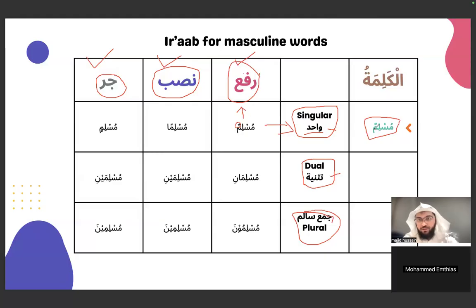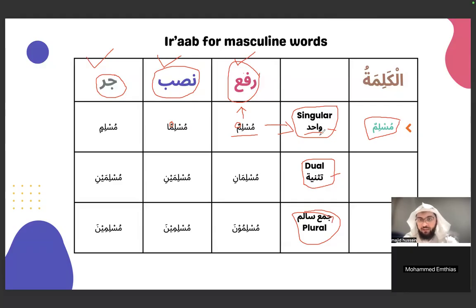Now, the same word Muslim in the singular form, if I see in Nasab, I will see two fatha along with the alif. So in the state of Rafa, the word Muslim in the singular form becomes Muslimun. Same word, if I change into the state of Nasab, it will become Musliman.